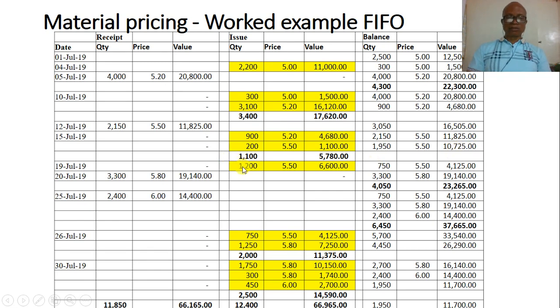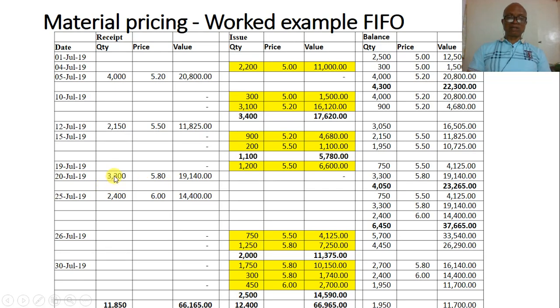And then on the 19th of July 2019, 1,200 units were issued out at the rate of 5 naira 50 kobo. That's what you also have left, and then that's 6,600, and by the time you deduct 1,200 from this, you are left with 750. At what price? 550, that's the value.